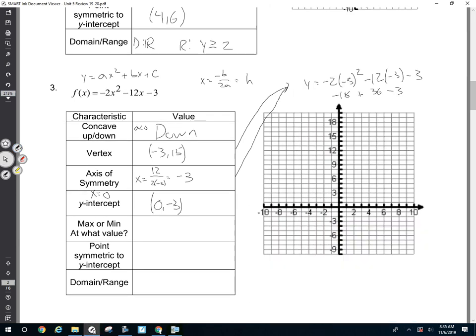So the max or min at what value? Well, it's going to be a max. We can see since we're opening down, it's a max at y equals 15. We can plot that point, negative 3, 15. 0, negative 3. That's 1 point. So I'd go to negative 6, negative 3 as well. There's my point symmetric to the y-intercept. And this is a good sketch of my quadratic. And the domain is all reals, and the range will be all my y's. All the points on this graph are below, or equal to, 15.